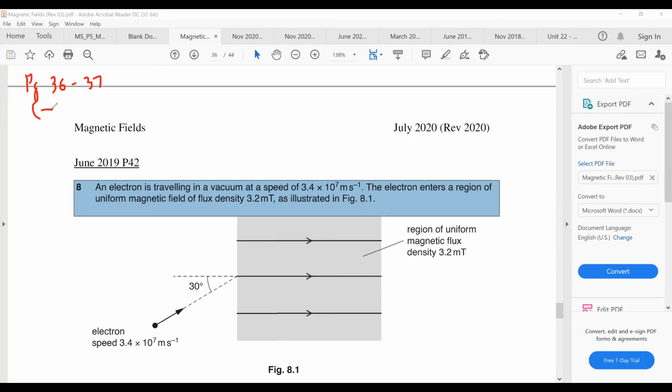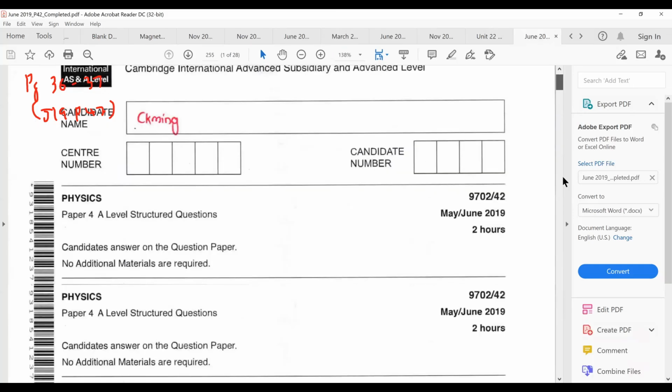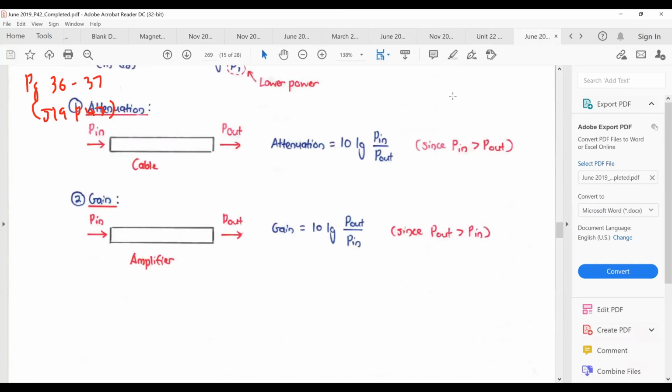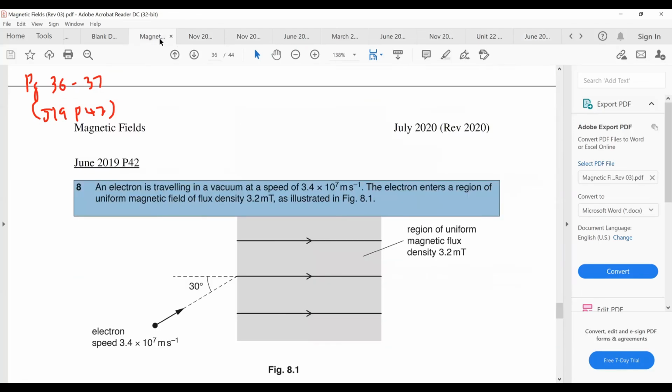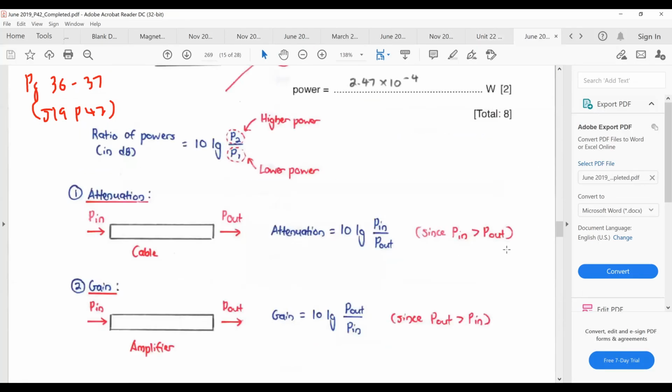This one is June 19 P42. Okay, so let's go through this. This one is question 8.